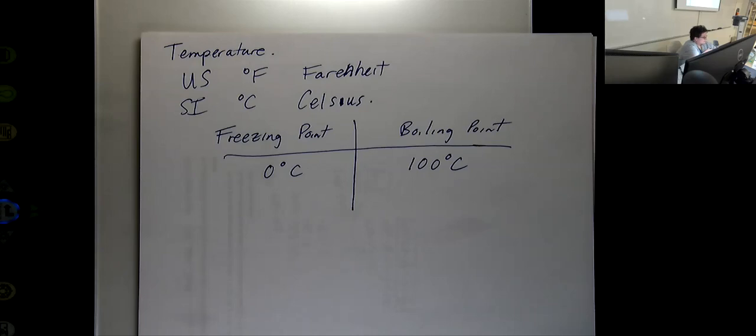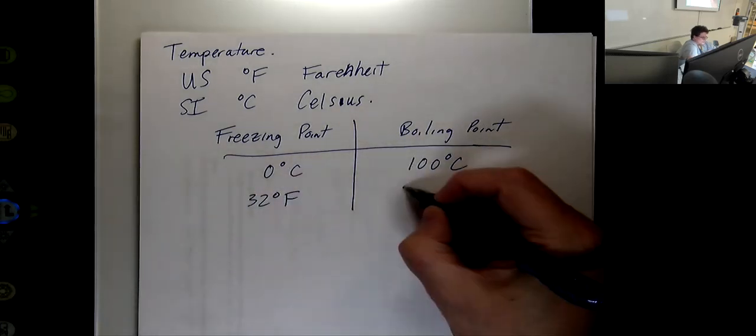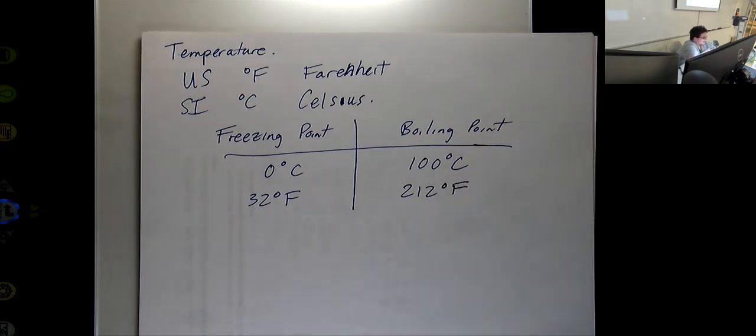And then we have the American way. The American way is 32 degrees Fahrenheit and 212 degrees Fahrenheit. Like numbers you actually have to remember. 0 to 100 is easy to remember. Then Americans come along and said, forget science, we're going to do it our way.